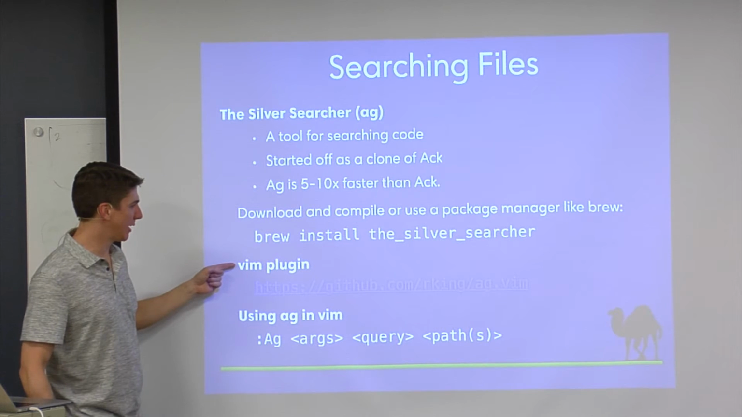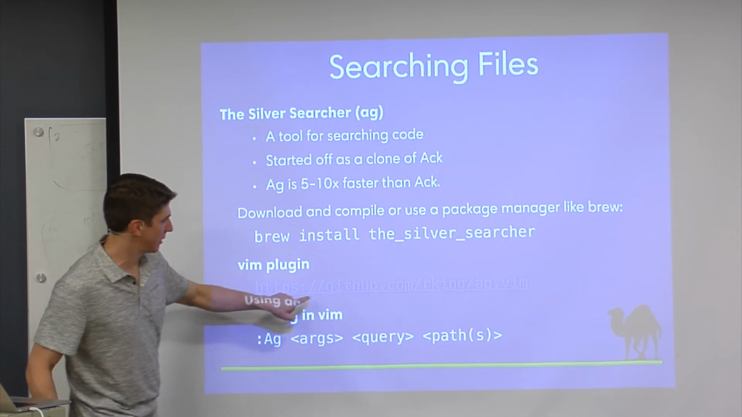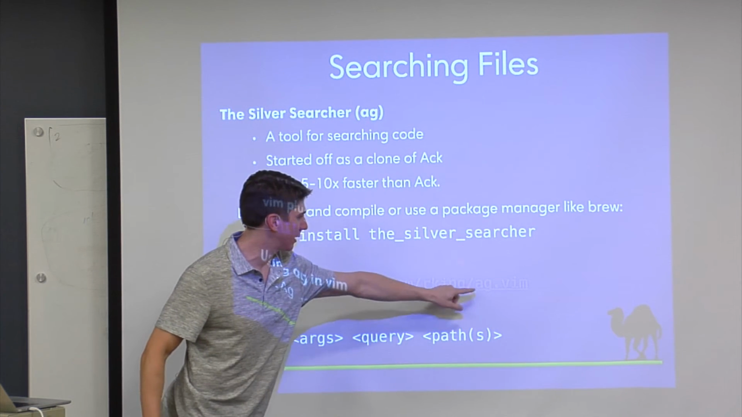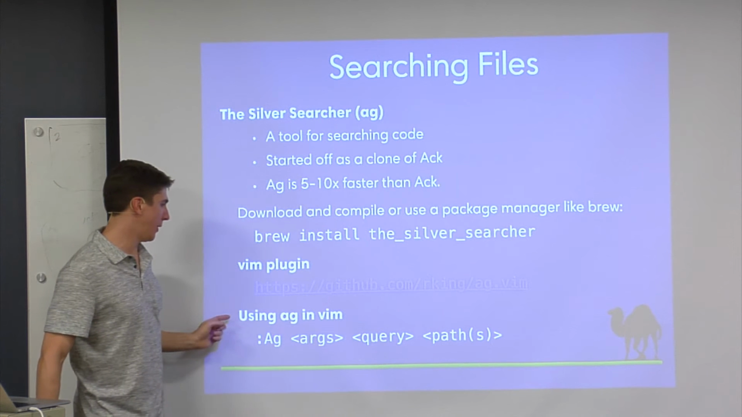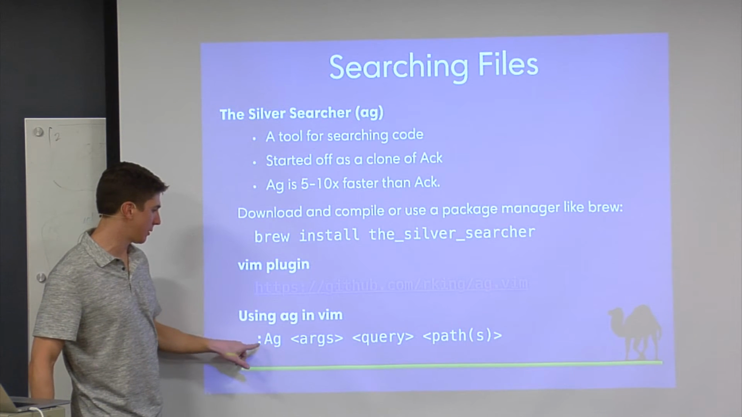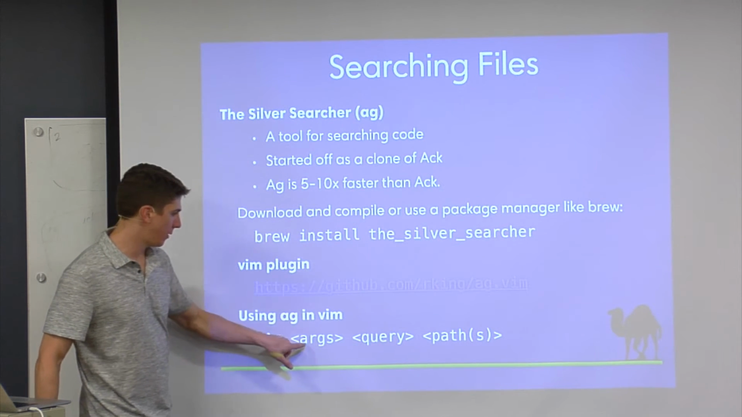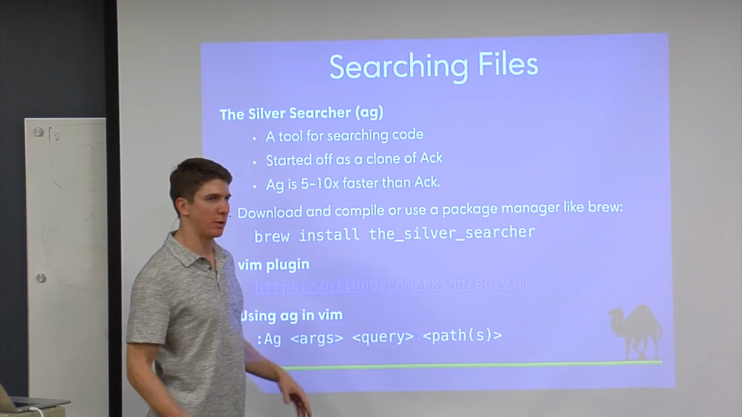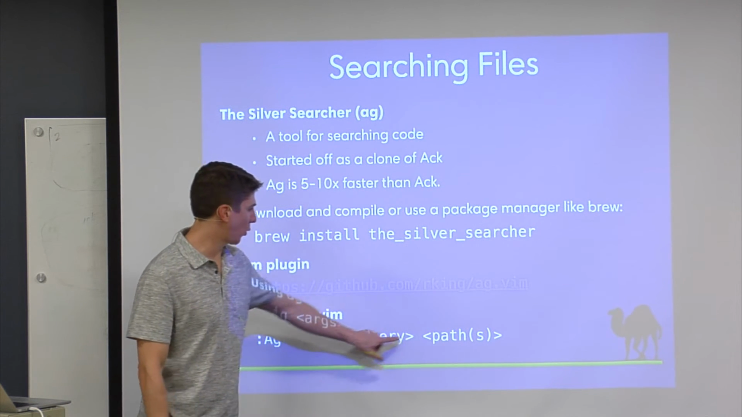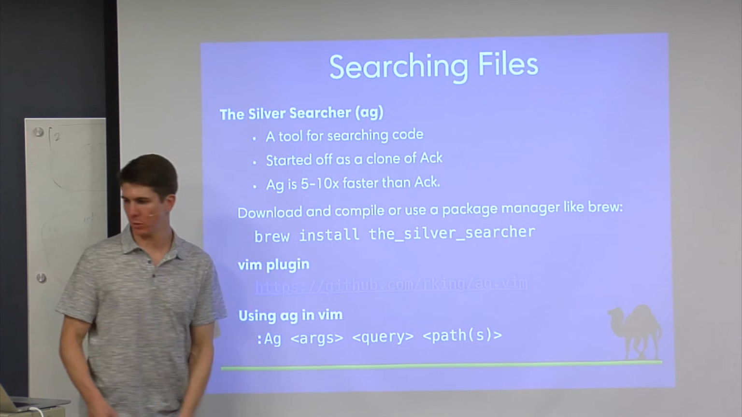And then the Vim plugin that works with it is github.com/rking/ag.vim. And then using it in Vim is just :ag. The args that you'd want to use, like if you wanted to have it case sensitive or not, the query, and then the file paths you want to search.